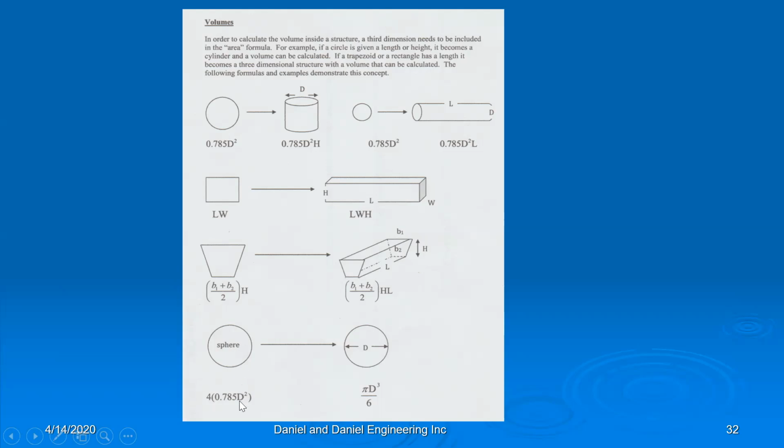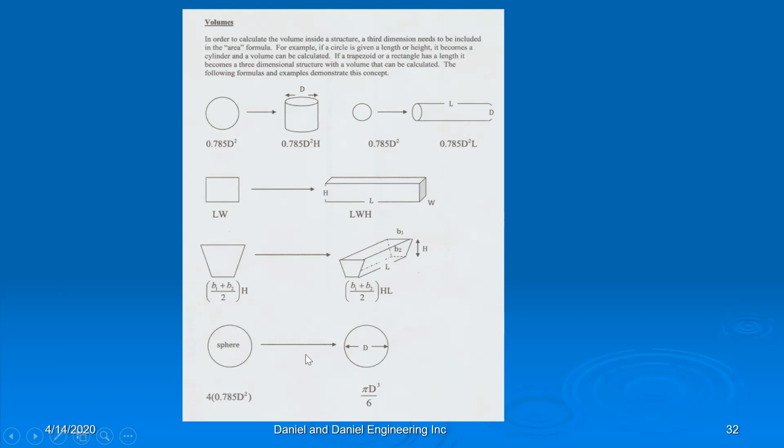And the sphere. You have the area of a sphere, and then you get the volume. The volume is pi d cubed over 6. Look at the difference. The area is 4 times the area of a circle. That's the area of a sphere. And when you come to the volume of a sphere, pi, as you know, is 3.14. So 3.14 by the diameter cubed divided by 6 gives us the volume of a sphere.